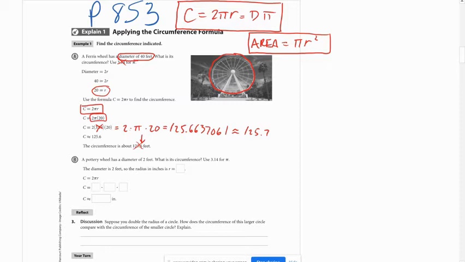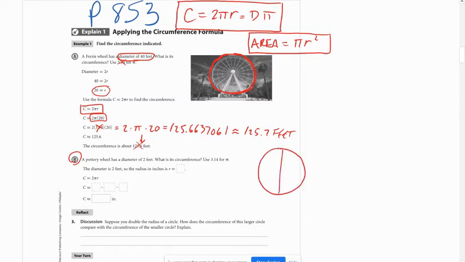We will not use 3.14. We will always use the pi button when we're using a formula involving pi. Your answers are going to be slightly different than the ones in the book, but I would prefer that you always use the pi button on your calculator. So this is circumference, and that's going to be 125.7 feet. If you walked around the outside of this Ferris wheel, that distance is 125.7 feet.